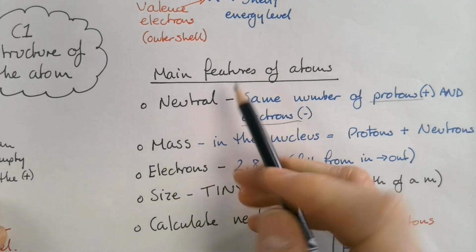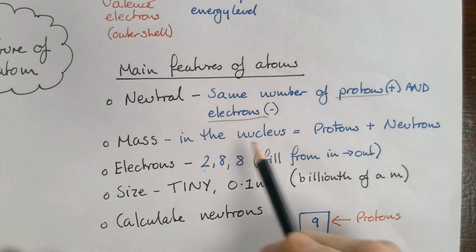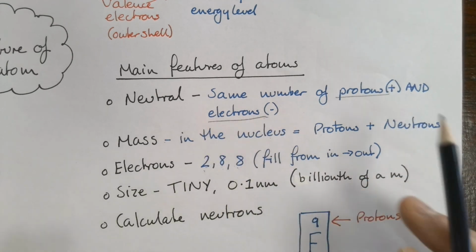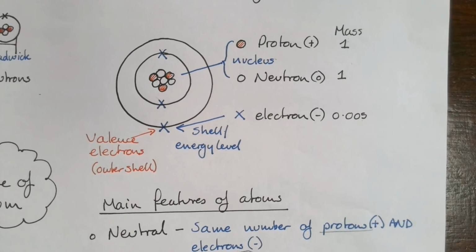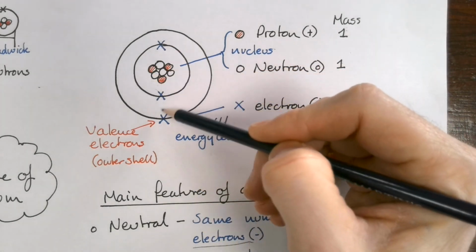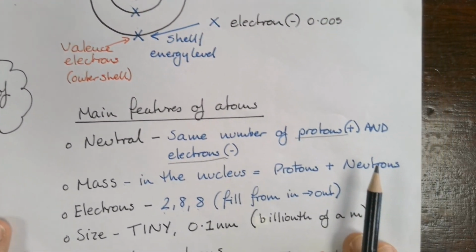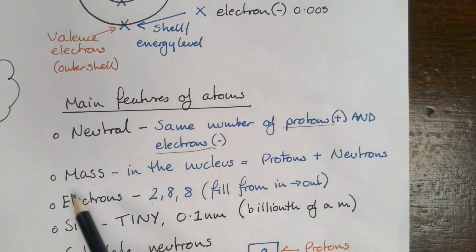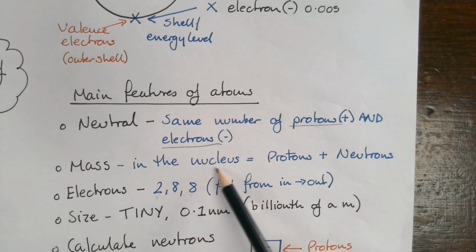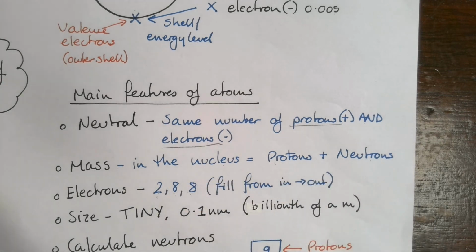Atoms are neutral overall, which basically means they've got the same number of protons and the same number of electrons, because protons are positive and electrons are negative. So if you look at my diagram again, I've got 3 positives, I've got 3 negatives, plus 3 and minus 3, well, that equals 0, so the overall charge is neutral. The mass, well, this is all in the nucleus. This is made of the protons and the neutrons. Remember, the electrons are too small, they're tiny compared to everything else.